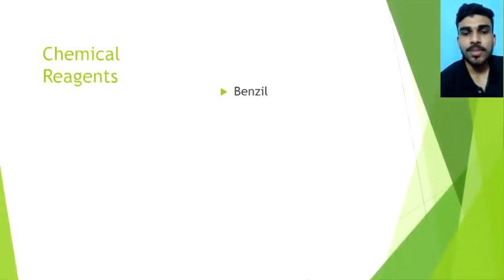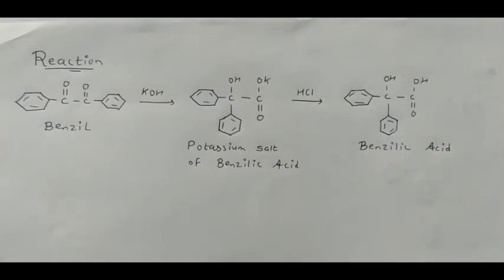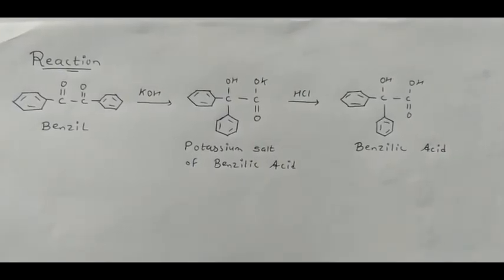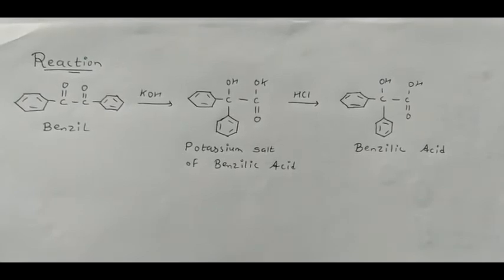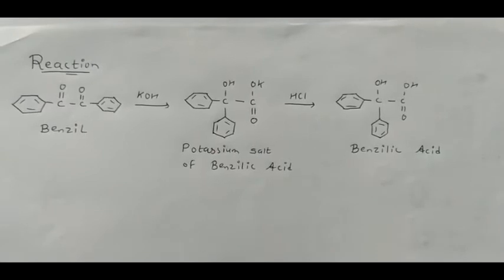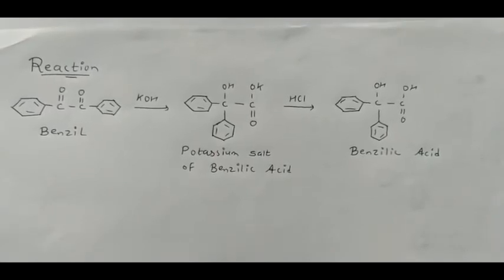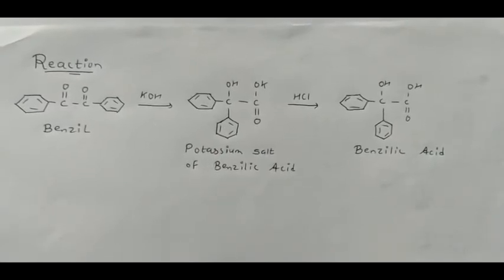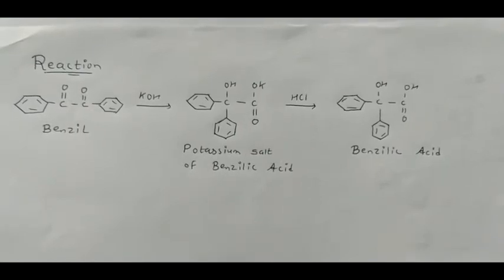The chemical reagents used in the synthesis of benzilic acid are benzil, potassium hydroxide, ethanol, water and concentrated hydrochloric acid. The reaction of this synthesis is as follows. Benzil is a 1,2-diketo compound attached with two phenyl rings. When benzil reacts with potassium hydroxide, the potassium salt of benzilic acid is formed, and that salt, when acidified with hydrochloric acid, gives benzilic acid.